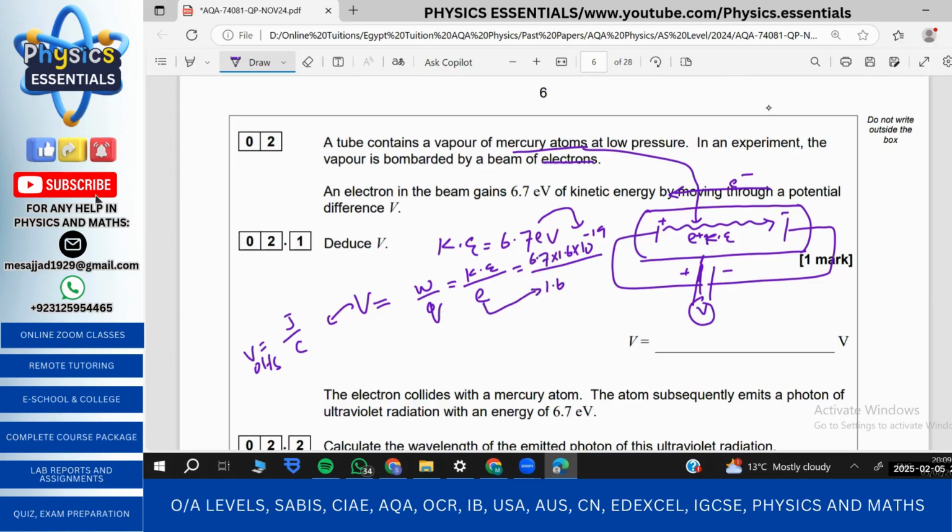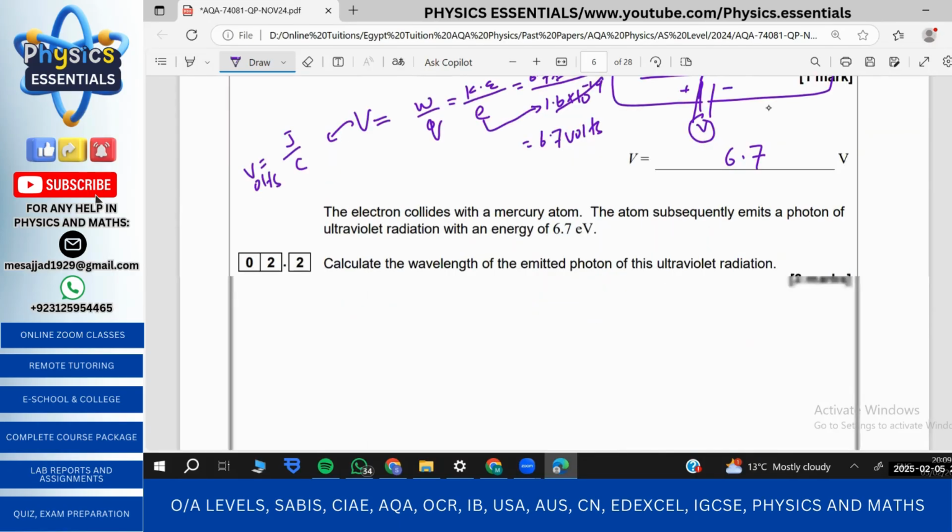And what is charge here? Charge here is 1.6 into 10 raised to the power minus 19. That can be cancelled with this. So the answer to this question is 6.7 volts. Okay, so therefore the option is 6.7.